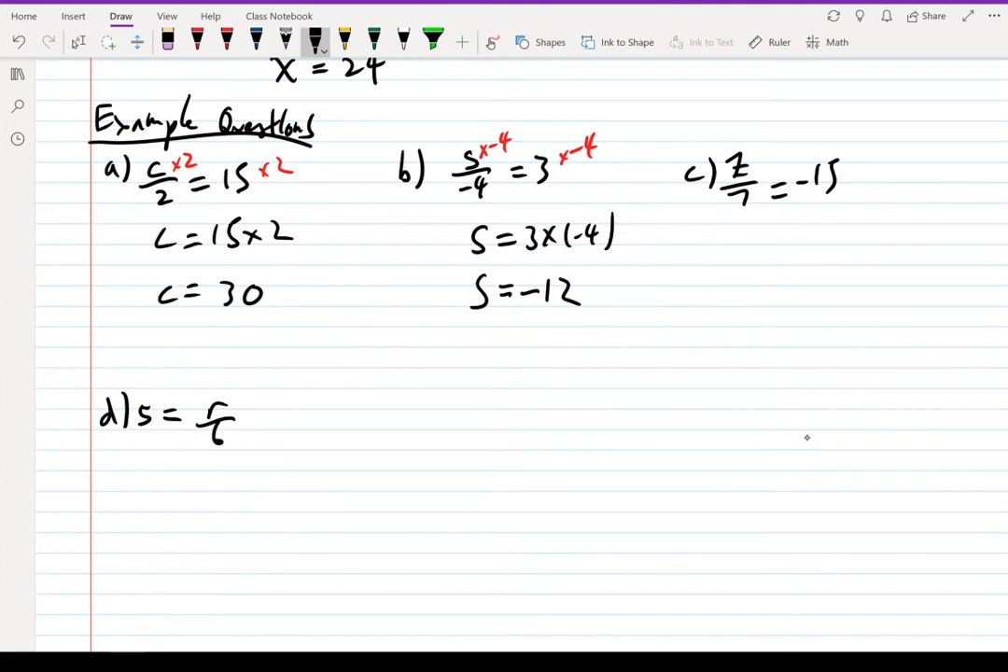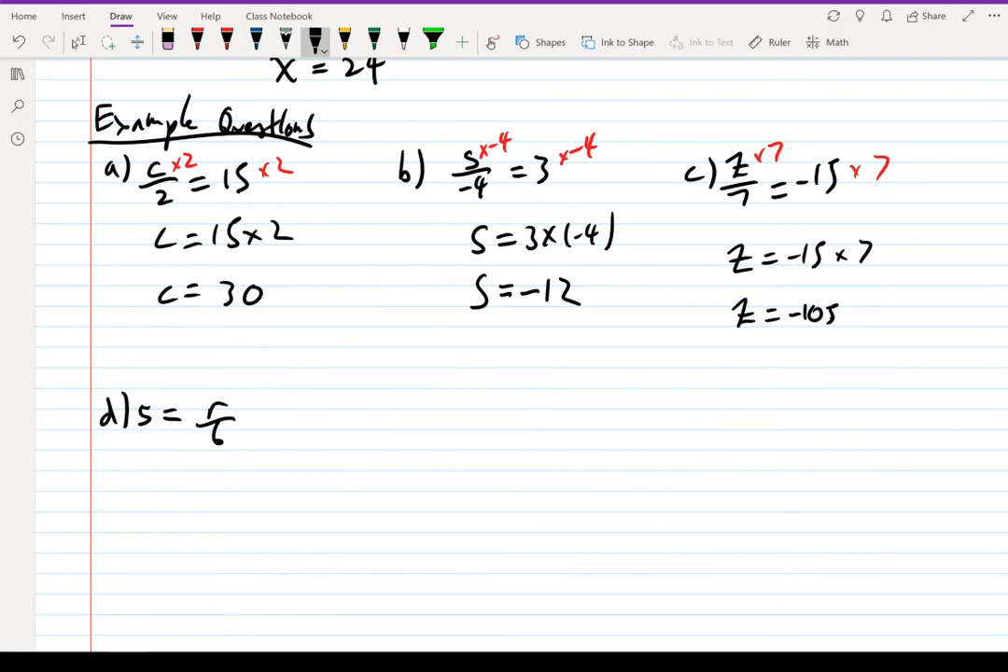And then the second last one, c, we want to multiply both sides by 7 because there's a 7 at the bottom, and so z is equal to negative 15 times 7, and so z is equal to 7 times 15 will be negative 105. So that's going to be 70 plus 35, which is 105.